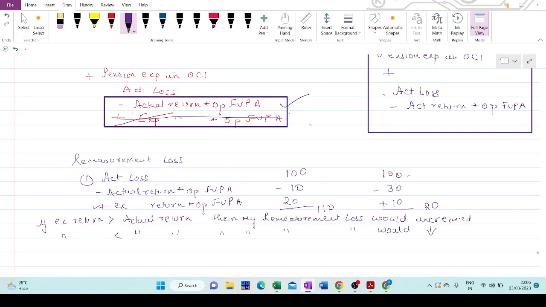Guys, are we good here? Have we understood this, please? Yes or no, please tell me, because this is an important point. Guys, are we good here?